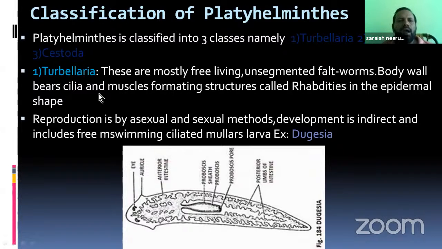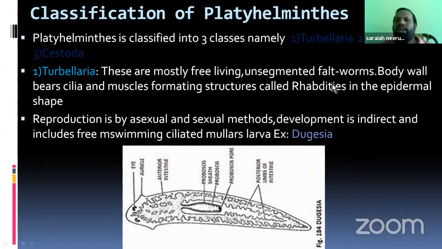The mouth bears cilia. So the mouth consists of many different types of cilia or suckers in these turbellarians. And muscles form structures called rhabdites in the body. So rhabdites are one of the most important and specific characters of platyhelminthes like Taenia solium. Rhabdites are minute, small rod-like structures located in the mouth region.